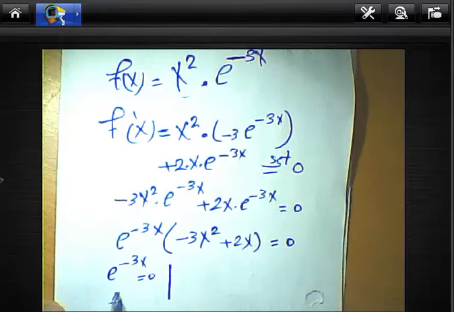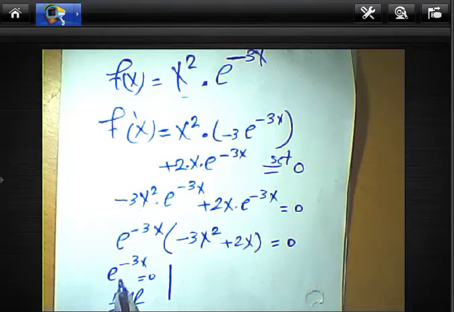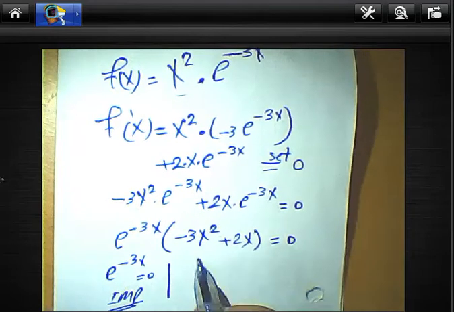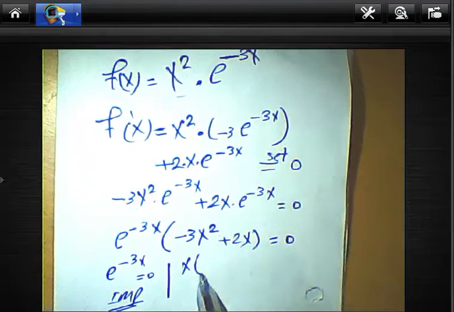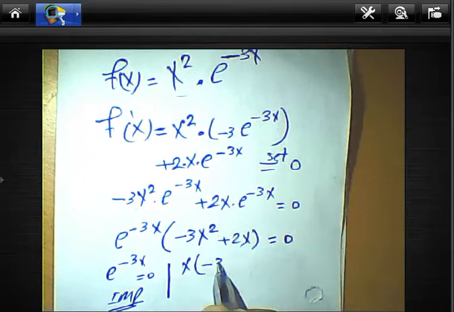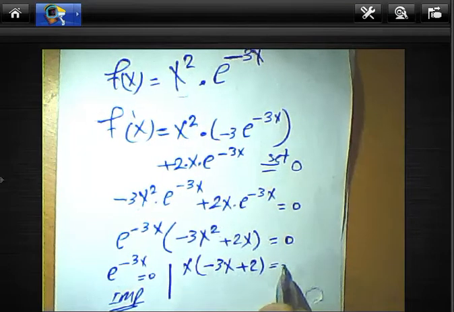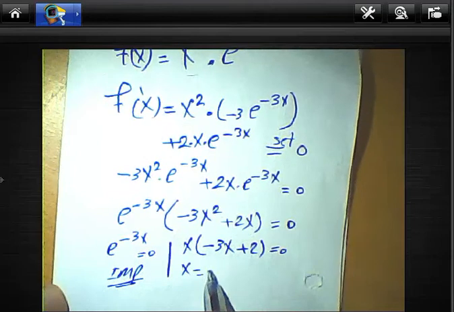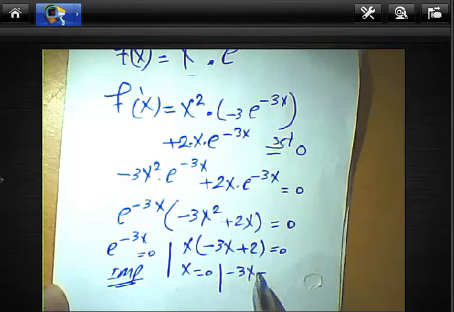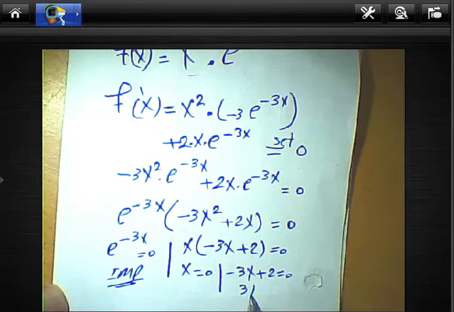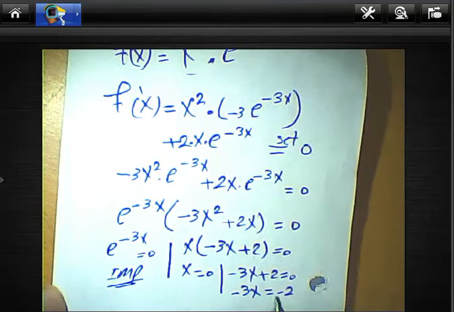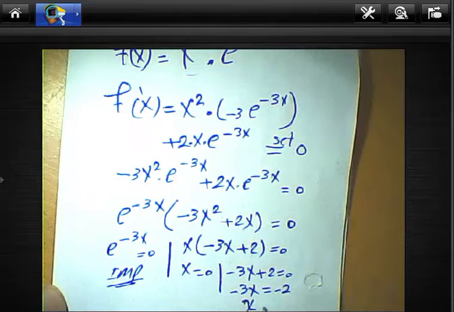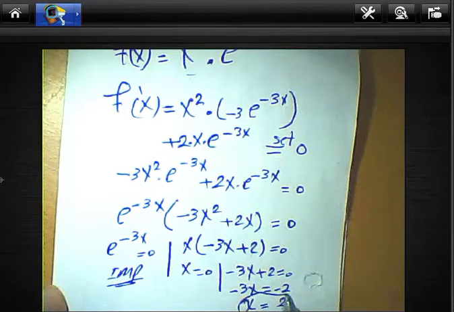It's impossible to find a critical number from that, but in this expression we can find the critical number by putting x outside, the coefficient of the two terms, and the result will be negative 3x plus 2 equals 0. Then we have x equals 0 or negative 3x plus 2 equals 0, so negative 3x equals negative 2, and then divided by negative 3, so x will be 2 over 3.